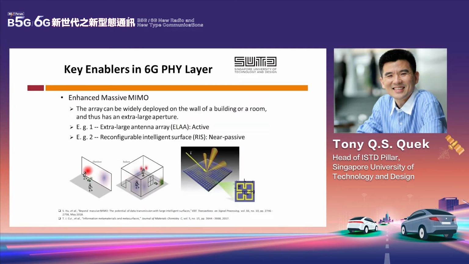At the same time, as I mentioned, we are going into enhanced massive MIMO. Because you're going up to a higher band, you can make the antenna elements smaller. You can deploy them on the wall of a building, or in a room. For example, extra large antenna arrays or reconfigurable intelligent surfaces, the near passive ones. So essentially that's in the form of enhanced massive antennas, which means that you can exploit the spatial domain in a very precise way, which we'll elaborate more in the next few slides.